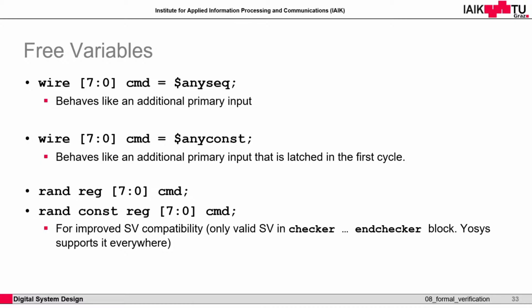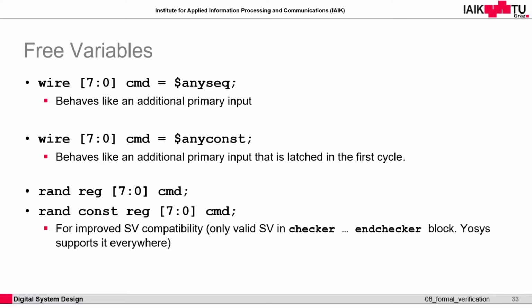There are similar statements in SystemVerilog. You can declare, for example, a reg as rand or rand const to have those kinds of free variables. However, they cannot be used for arbitrary signals in blocks. They have to be in so-called checker and endchecker blocks. But Yosys is not that strict here, so in Yosys rand and rand const can be used everywhere, not just in checker and endchecker blocks.